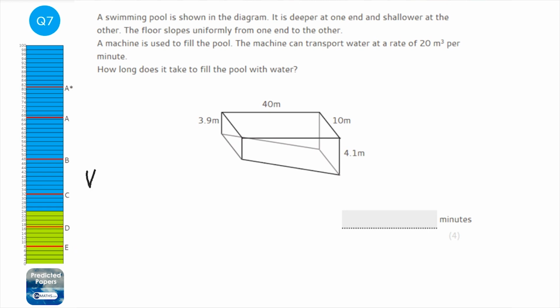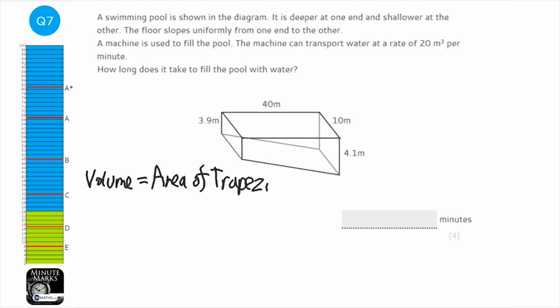So the volume is the area of trapezium times the length. And the length normally with a prism is how 3D it is. It's the one left over. So we've got to work out the area of a trapezium first.